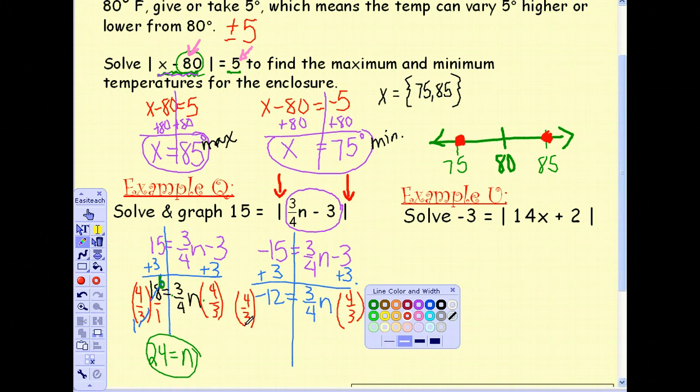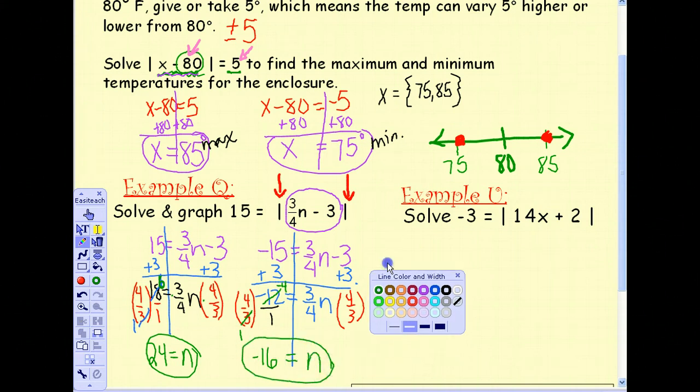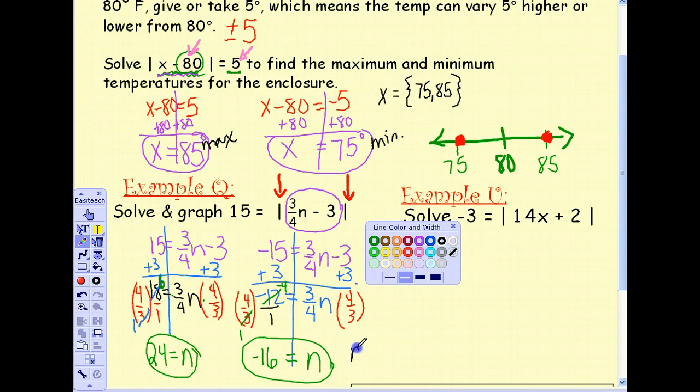multiply 4/3 times negative 12. Again, I'm going to put that negative 12 over 1. Do a little bit of simplifying. The 3 and the negative 12 give us a 1 and a negative 4. So we have 4 times negative 4, which is negative 16. And again, over here on the right, we get just an n. So our solution set is negative 16 and 24. Okay?